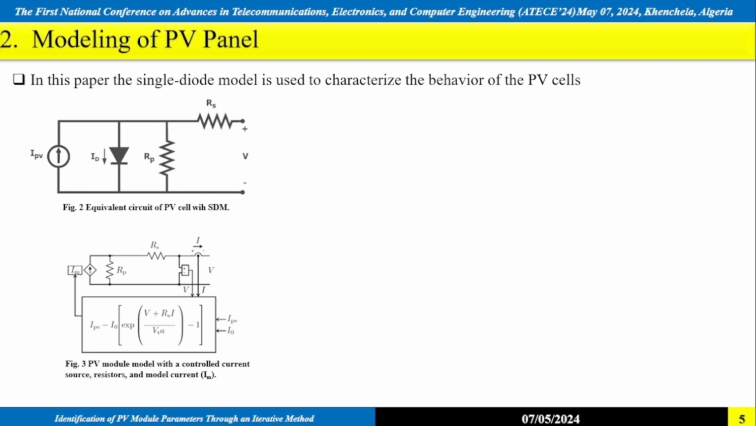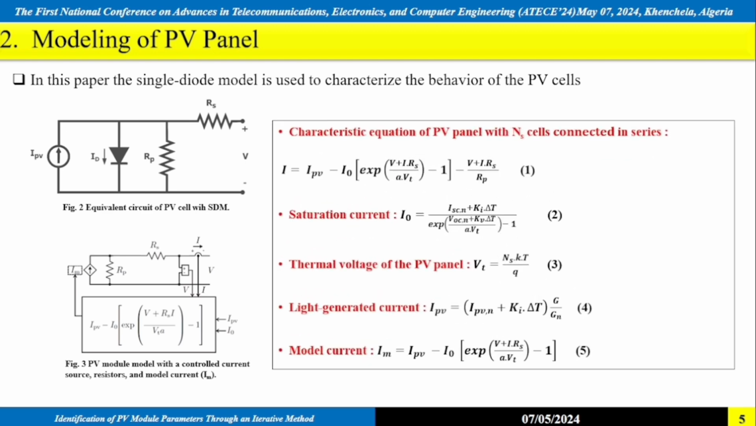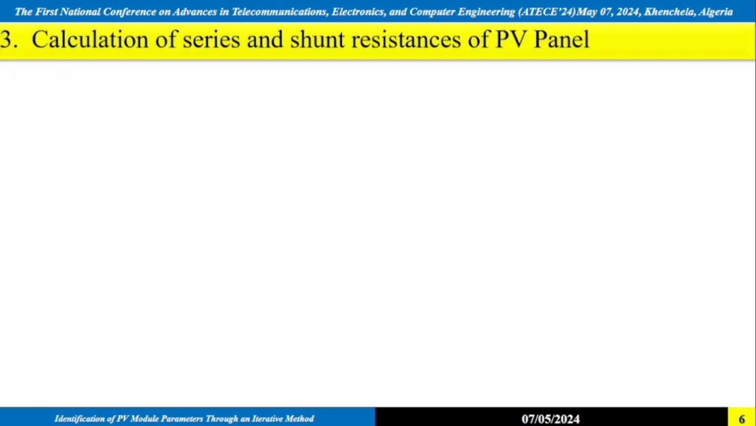Starting with the modeling of the PV panel. In this paper, the SDM model is used to characterize the behavior of the PV cell and so the PV module. This is the equivalent circuit of it. And this is all the mathematical equations used to describe the whole model of the PV module.